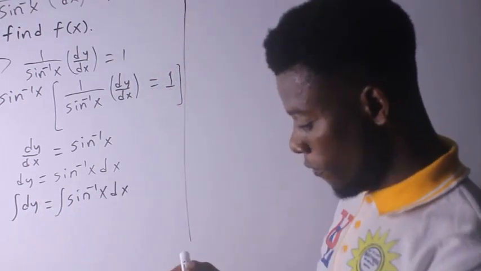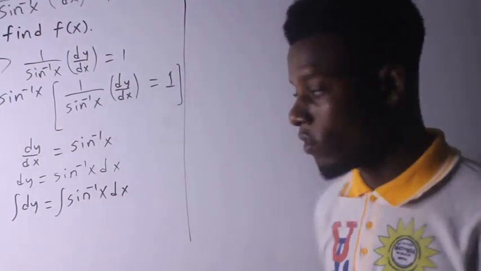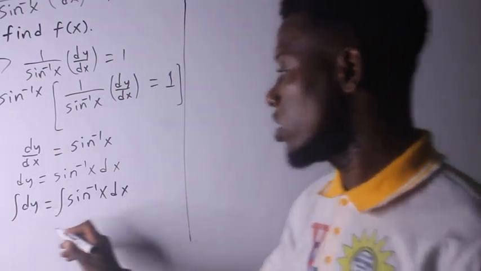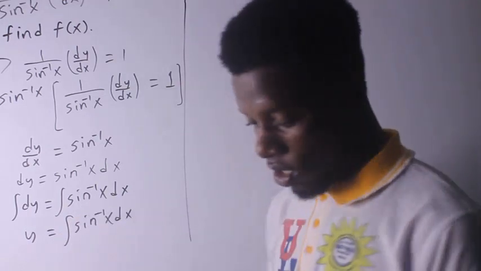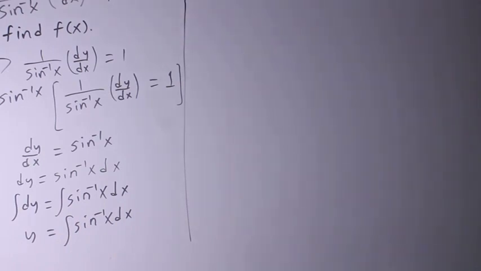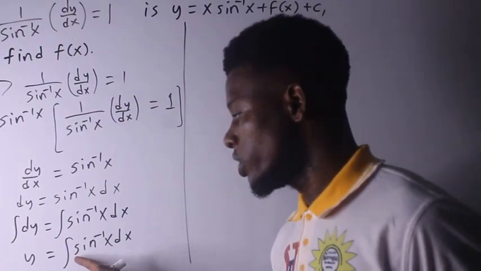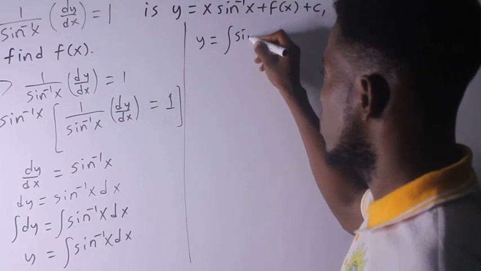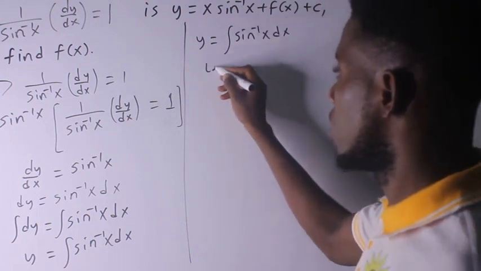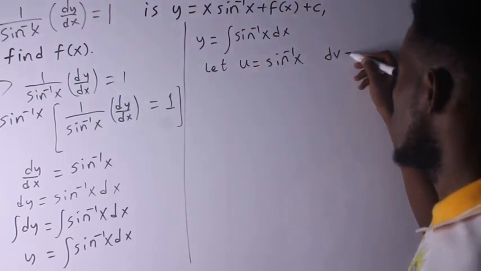But you know something very important. Remember, we want to find y and compare that with this. That's the essence of the entire thing. So we know the integral of dy is just y. So y is just equal to the integral of sine inverse of x dx. So we want to integrate that inverse function. To do that, we will have to do something very important. And what is that? We're going to use integration by parts to integrate this. So if you have y is equal to the integral of sine inverse of x dx, you can say let u equal sine inverse of x and then dv equal to dx.